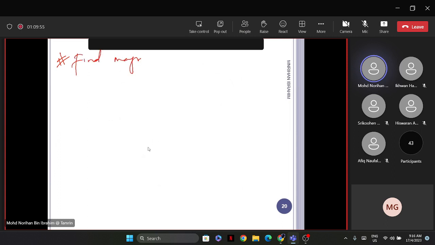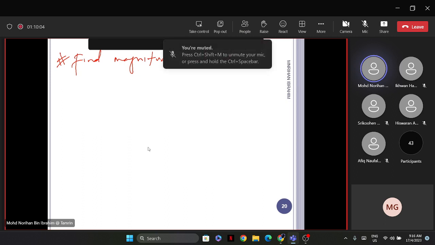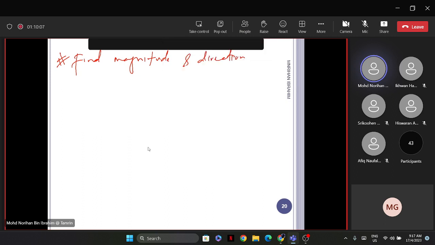Find the magnitude and directions of acceleration of A, of Q and A. So you know that the acceleration equation is A is equal to AT UT plus AN UN.